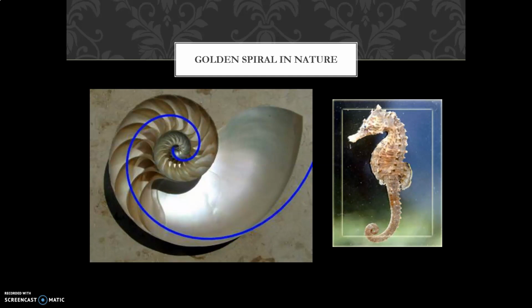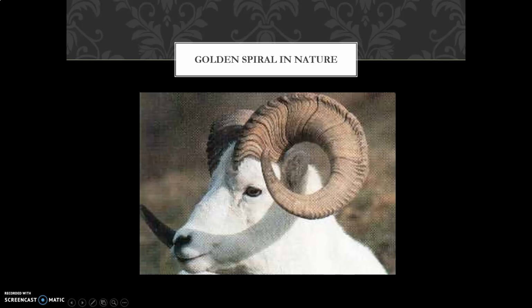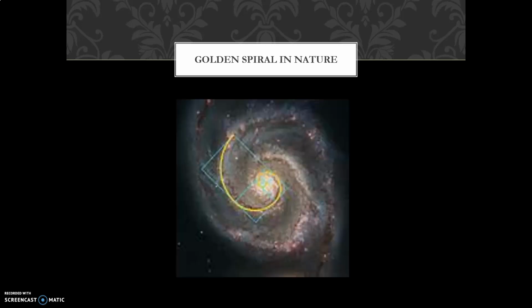Okay, now I'm just kind of having fun. I don't know if these are true golden spirals. Some of them are, and I will let you know. I don't think a nautilus shell is a true golden spiral, but it certainly looks like one. And I don't know about the seahorse tail. But this is a golden spiral.